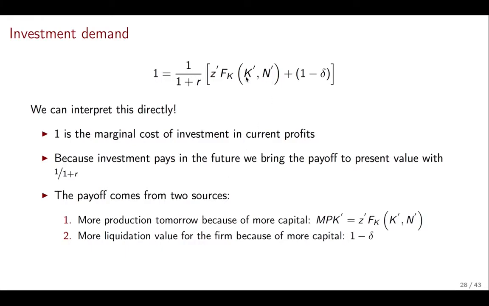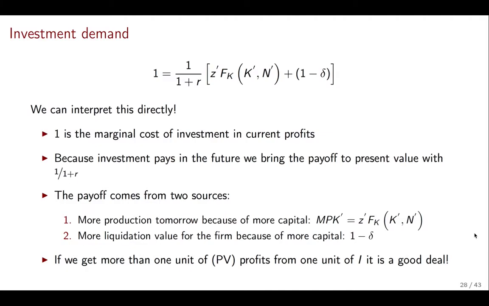But having more capital not only allows me to produce more, it allows me to liquidate the capital of the firm for more tomorrow. Every additional unit of investment gives me an additional unit of capital that gives me 1 minus delta additional units of capital after depreciation that I can liquidate. And so that together is going to give me the total payoff. So if we get more than 1 unit of present value of profits for 1 unit of investment, that's a good deal and you should do it.